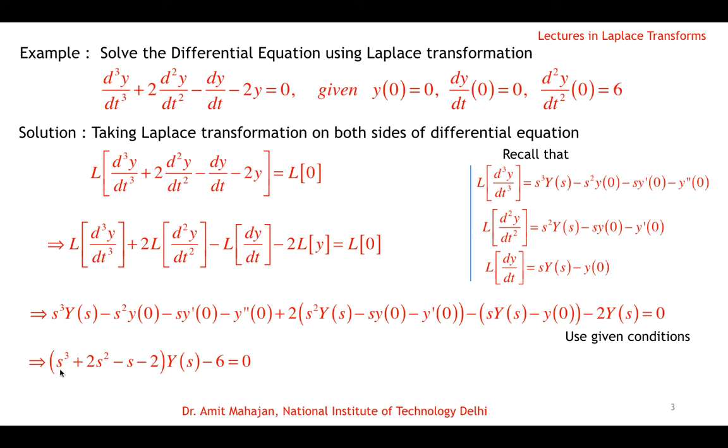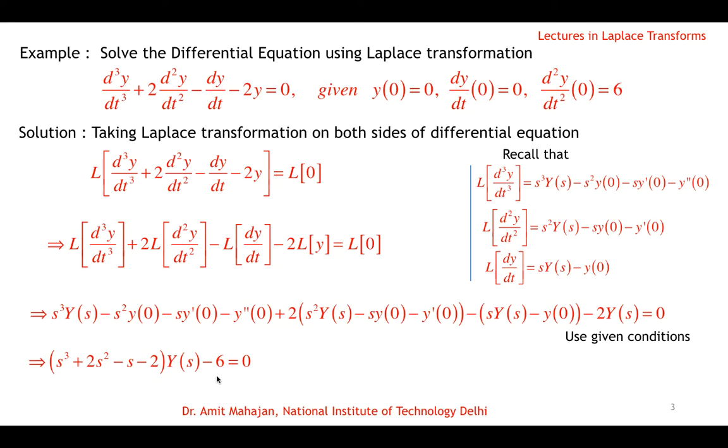And interestingly, because this differential equation has constant coefficients, you see what the coefficient of Y(s) is here: s cubed plus 2s squared minus s minus 2. If you look at it here, it is s cubed plus 2s squared minus s minus 2. So if they are constant coefficients, you can immediately recognize this coefficient of Y(s). And this part comes from the initial conditions.